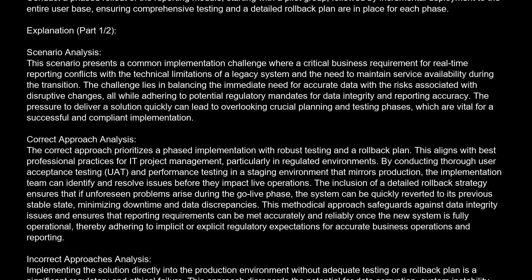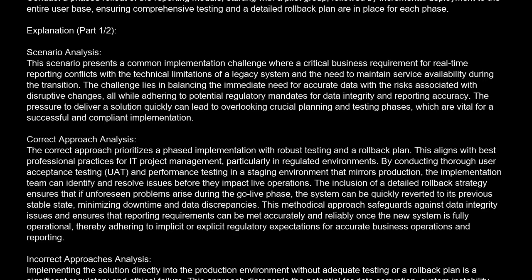By conducting thorough user acceptance testing, UAT, and performance testing in a staging environment that mirrors production, the implementation team can identify and resolve issues before they impact live operations. The inclusion of a detailed rollback strategy ensures that if unforeseen problems arise during the go-live phase, the system can be quickly reverted to its previous stable state, minimizing downtime and data discrepancies.